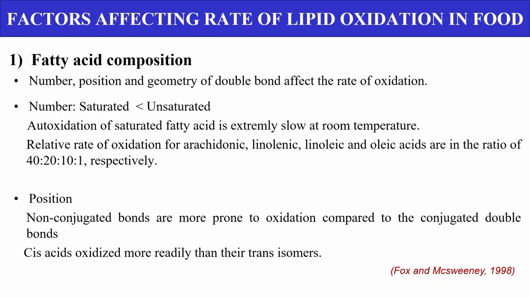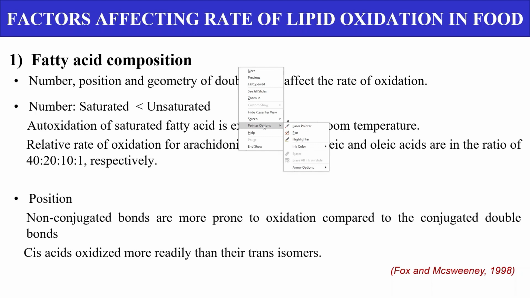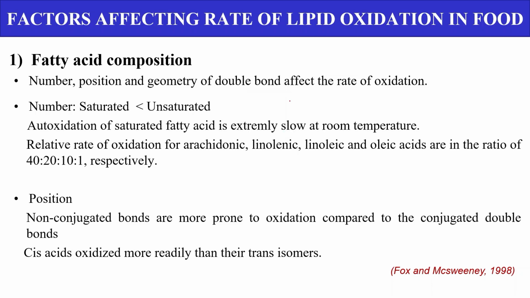Now let us see what factors affect the rate of lipid oxidation in food. What are the factors which affect autoxidation? First is the fatty acid composition. The type of fatty acids present in any food will dictate the speed of autoxidation. It is the number, position, and geometry of the double bonds in the fatty acids which affect the rate of autoxidation.